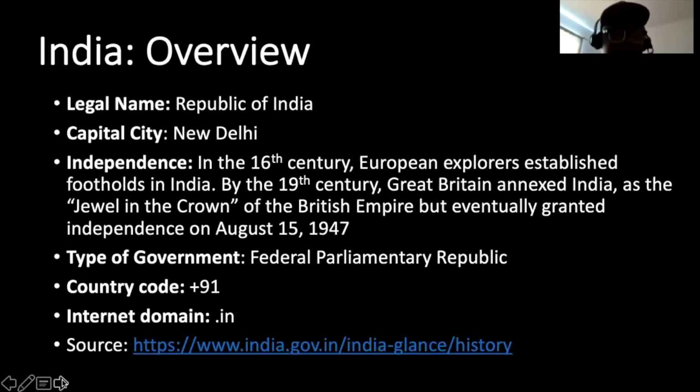The legal name for India is the Republic of India, and the capital is New Delhi. Now, India got independence as far back as 1947. The type of government that India practices is the Federal Parliamentary Republic. The country code is +91, and the internet domain is IN.